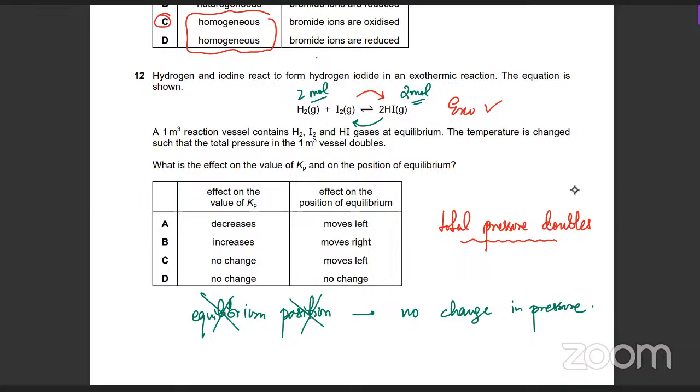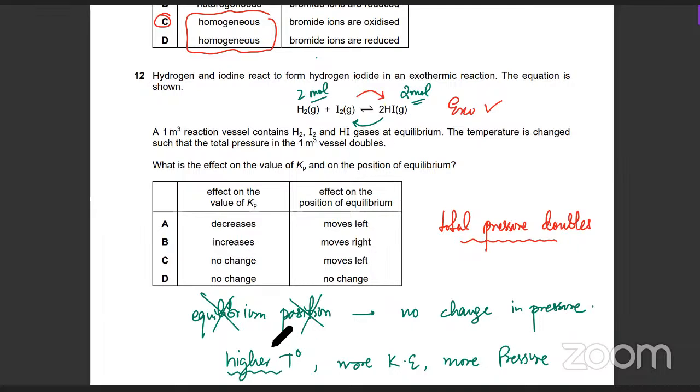The pressure is doubling because you're at a higher temperature. At a higher temperature, the molecules have more kinetic energy, so they would obviously exert more pressure. So that's why we can be pretty sure that he's increasing temperature. Yes, sir. Is that clear? Yes, sir.